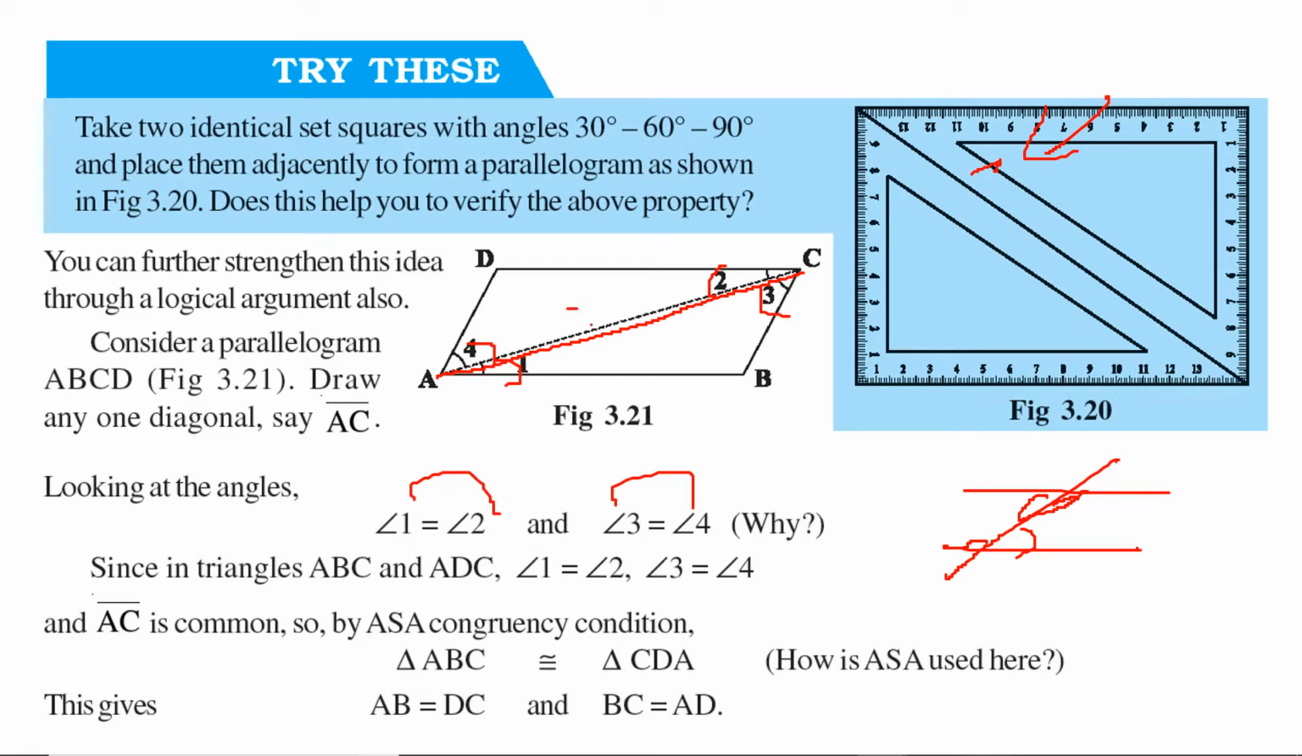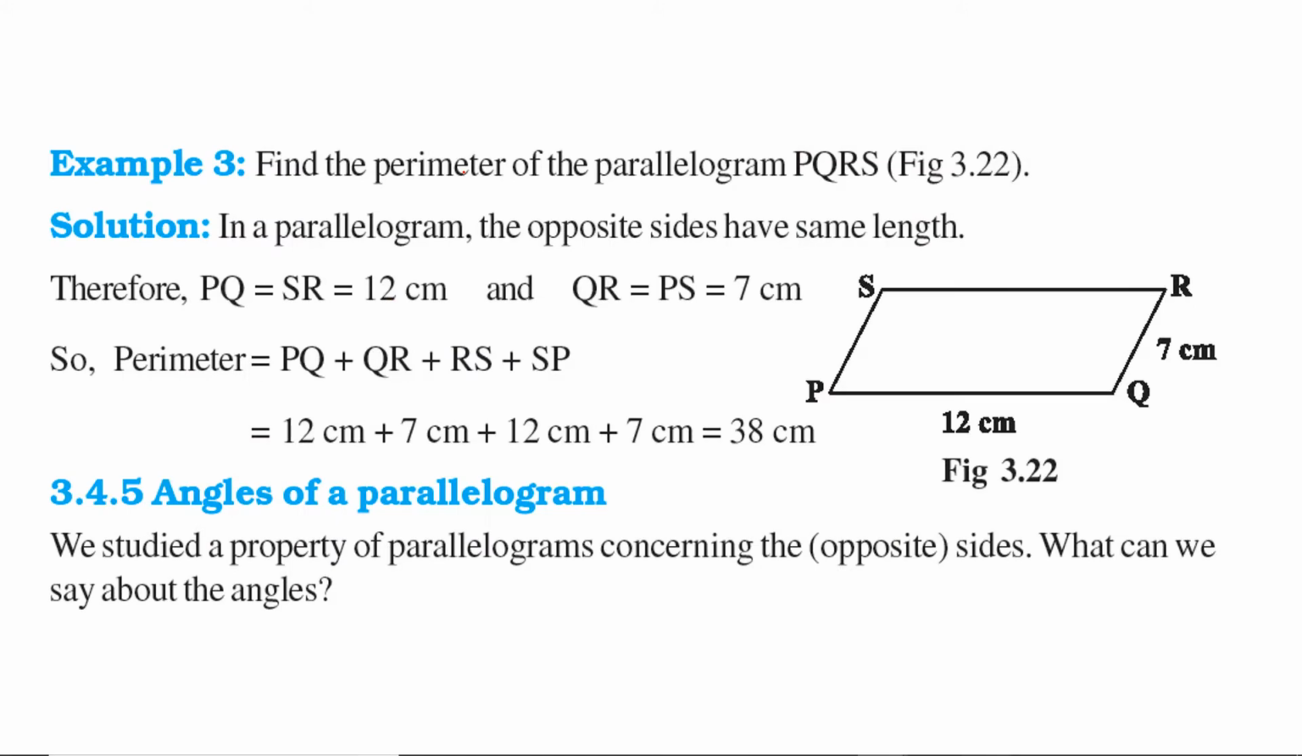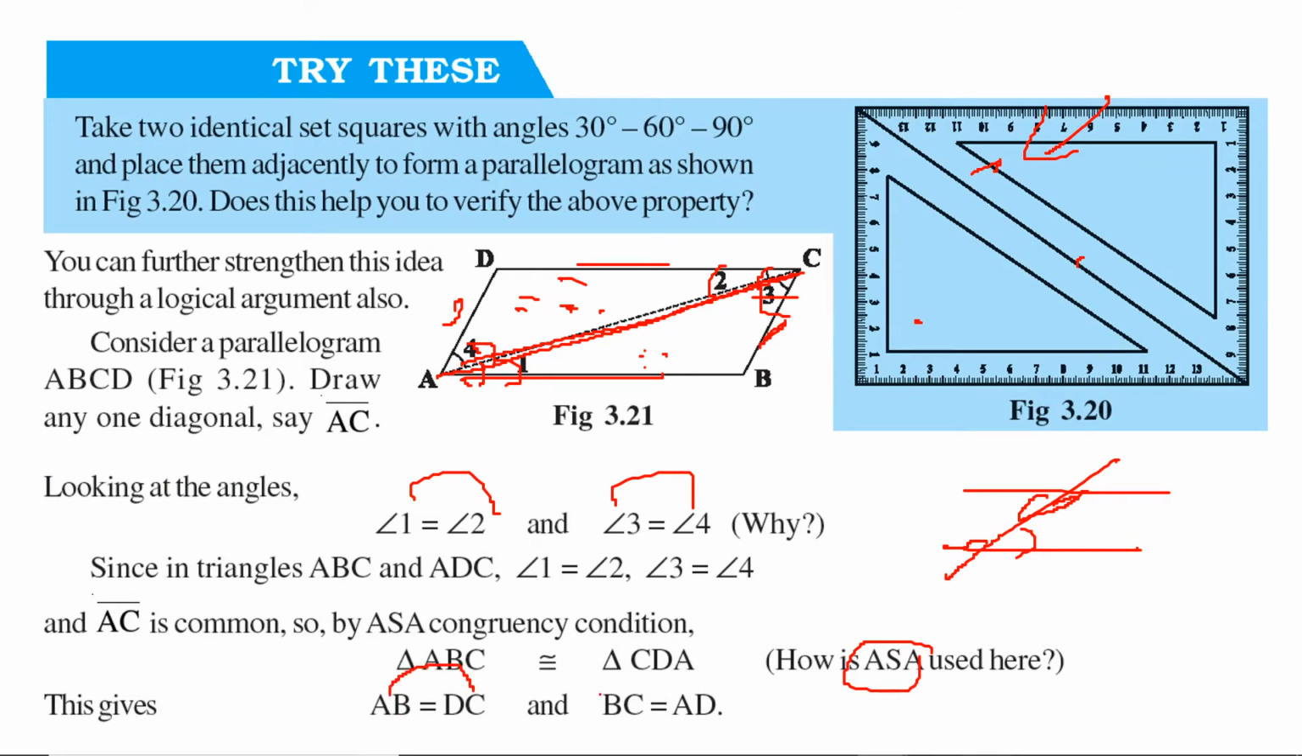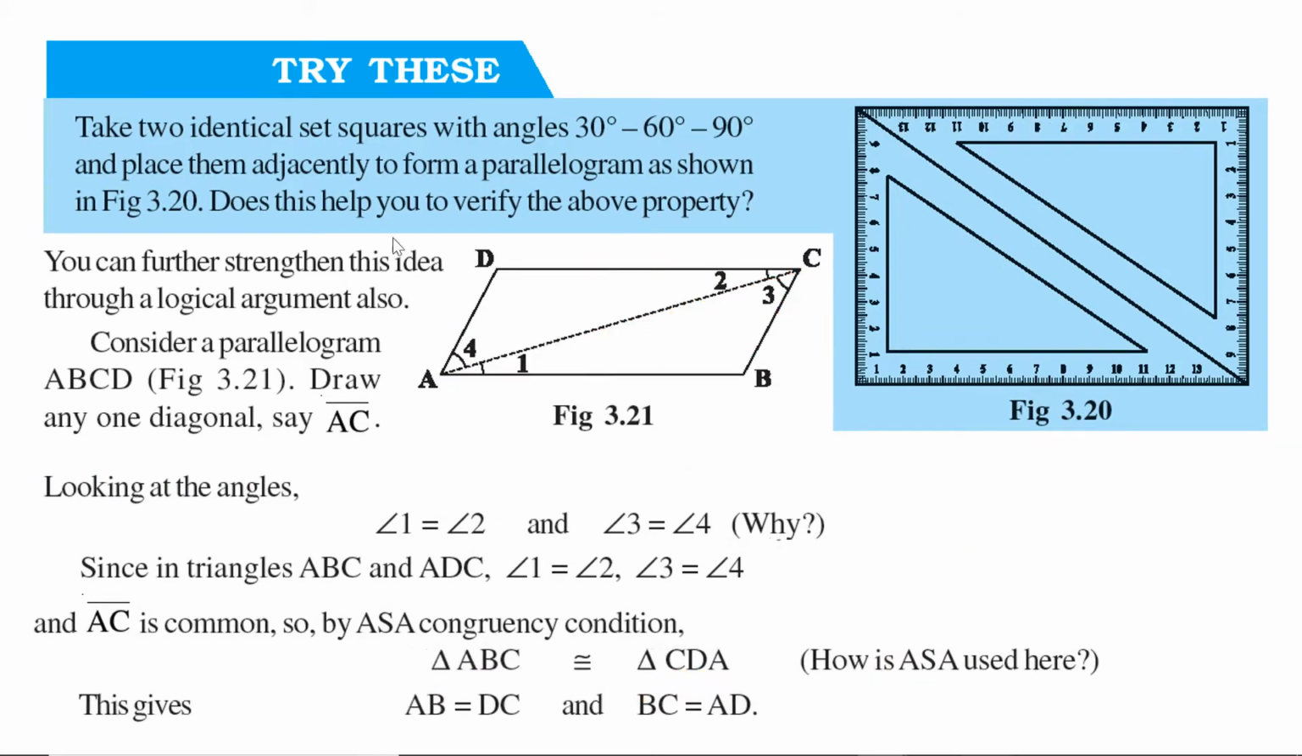If we take these two triangles, or set squares, we see that this angle is equal to this angle, this angle is equal to this angle, and this diagonal is common. These two triangles are congruent. We have used the ASA property of congruency. So AB is equal to DC and BC is equal to AD. So opposite sides are also becoming equal.